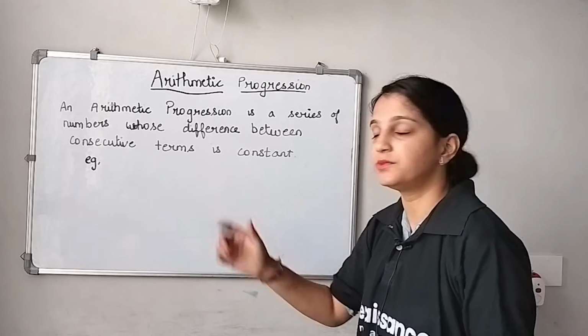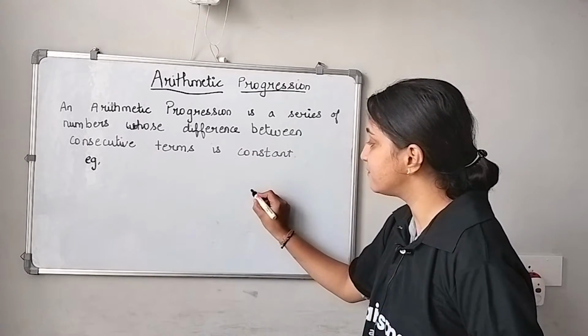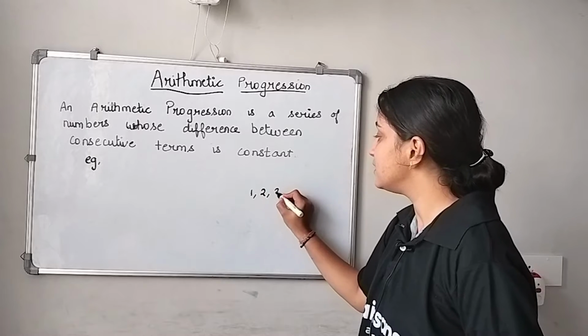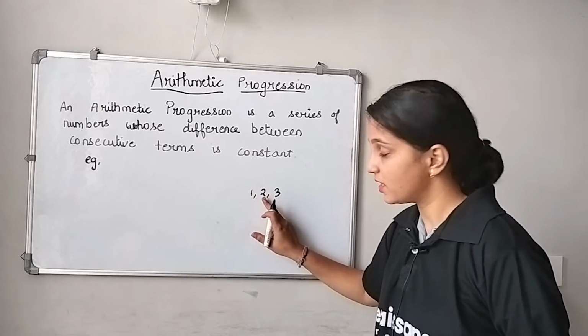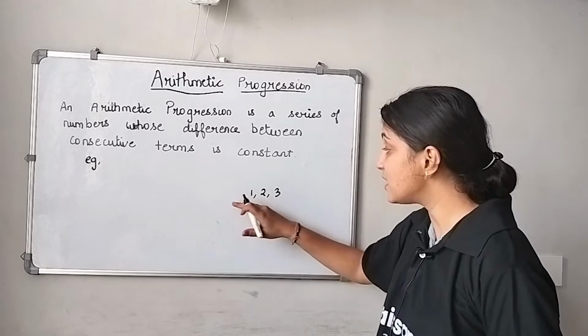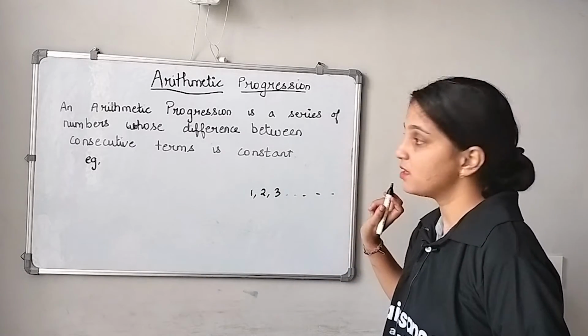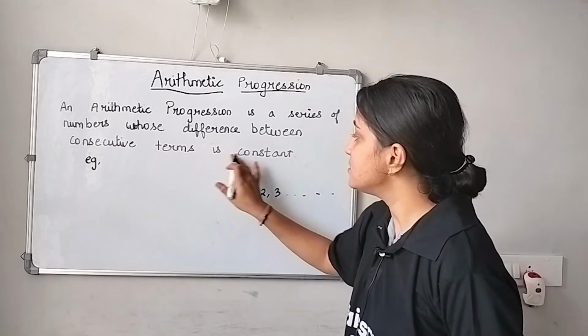Now, what are consecutive terms? So, suppose I write 1, 2, 3. Now see, the number after 1 is 2 and the number after 2 is 3. So, these are the consecutive terms, and so on. Now, the difference between consecutive terms is constant.